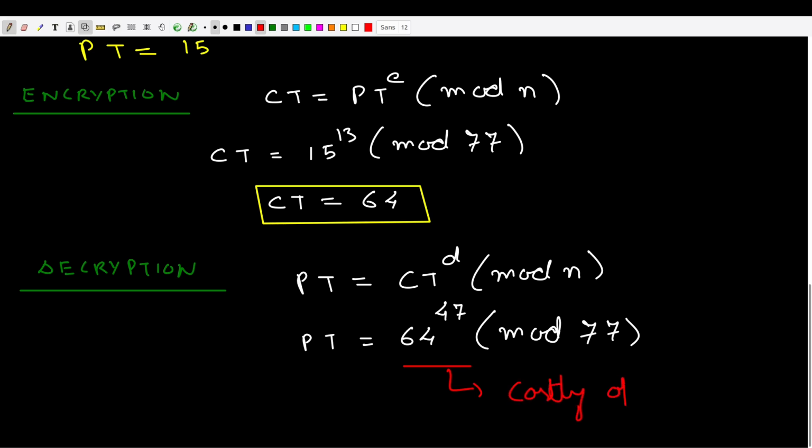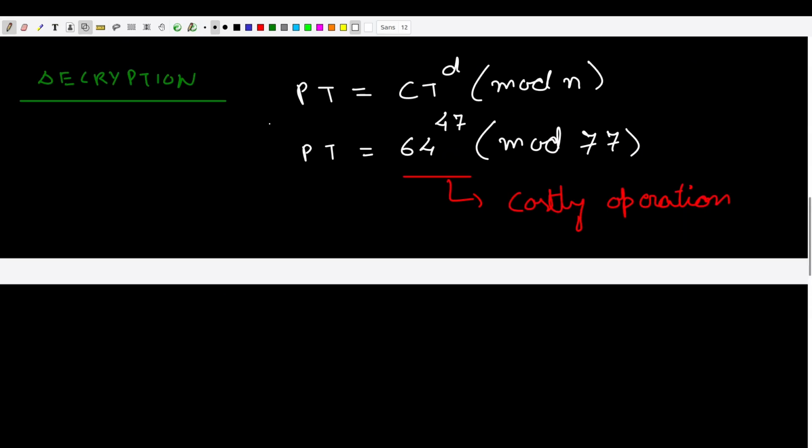Using CRT, or the Chinese remainder theorem, we will be able to optimize this. Using CRT, we don't really have to compute 64 to the power 47. We have to compute some exponentiation, but it won't be this big. Now let us see how CRT helps us in optimizing this.